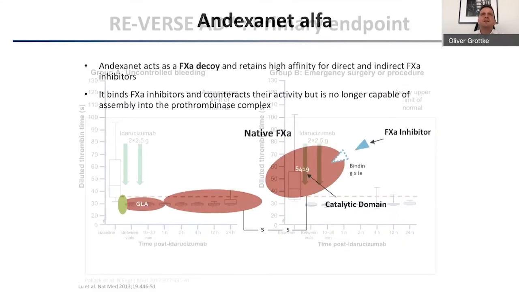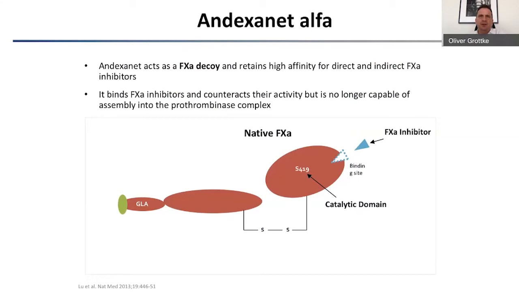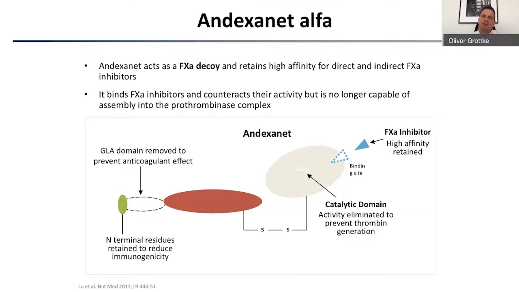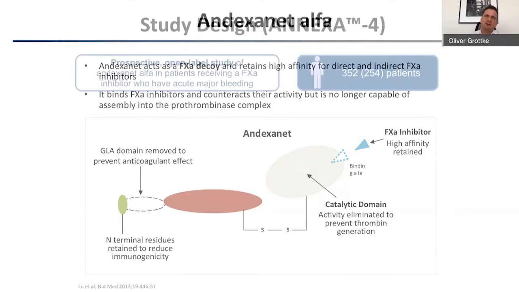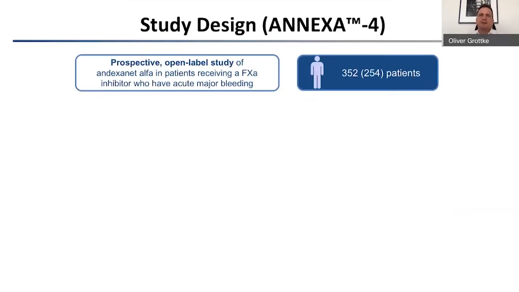So the majority of patients are on factor Xa inhibitors, apixaban or rivaroxaban, and andexanet alfa was licensed in Europe last year as a specific antidote for the factor Xa inhibitors, and it acts as a factor Xa decoy and retains a high affinity for the direct and indirect factor Xa inhibitors. So it has been modified to remove any intrinsic coagulation activity. But it's also important to realize that andexanet alfa binds the factor Xa inhibitors not irreversibly, but by competitive binding. The ANNEXA-4 study was the study which led to the license of andexanet alfa.